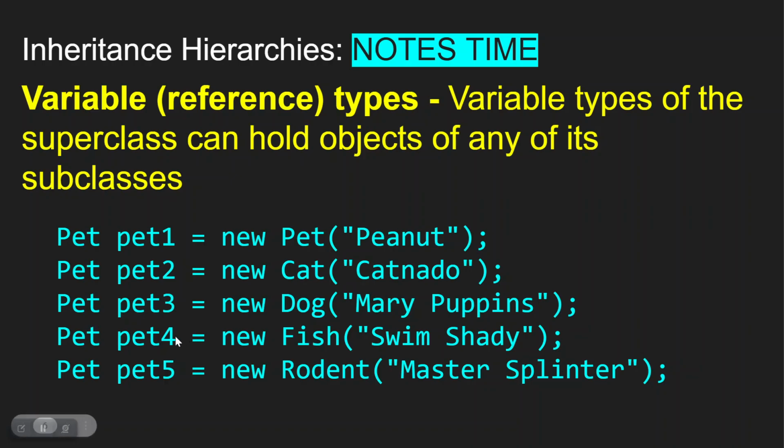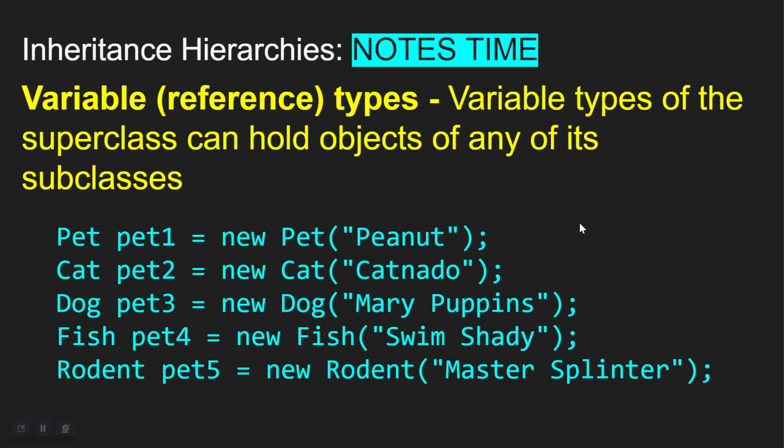So it also can be an object of the variable type of pet. And then down here, you can have a fish object that is declared as a variable type of the pet class. And then finally, the rodent subclass can also be an object of the pet variable type. So this is allowable as long as these are either the same class or as long as these are subclasses of what's over here, then you're in good shape.